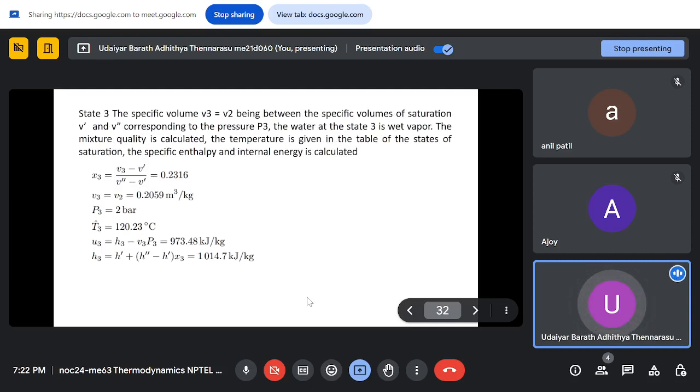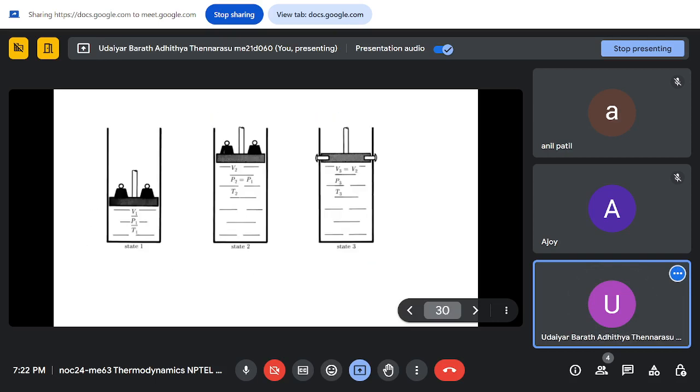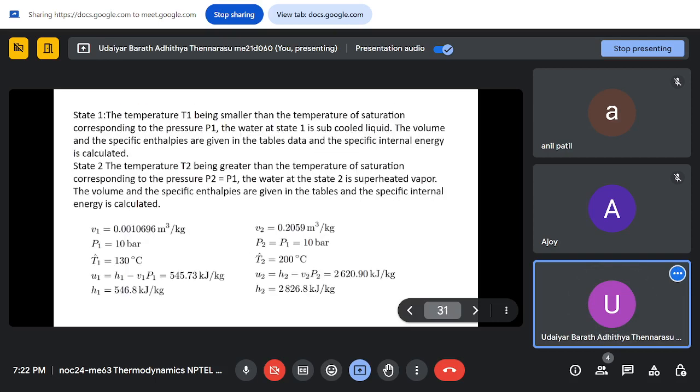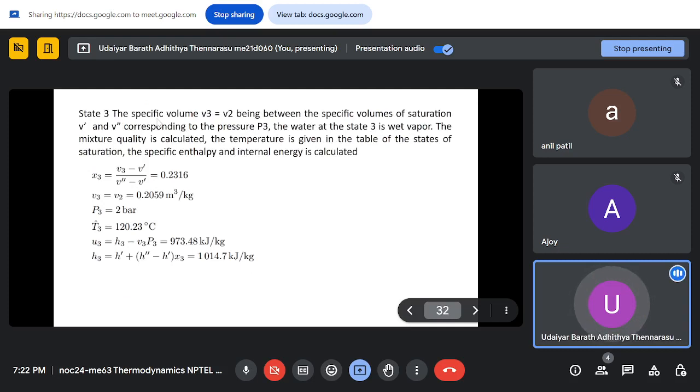When you do it at constant volume, the final state pressure is given as 2 bar. So corresponding to 2 bar, sorry, your specific volume will be same, because now it's a closed system. This is a constant volume process. So in a closed system, there is no change in mass, so volume is constant. The specific volume will be the same for V3 and V2.